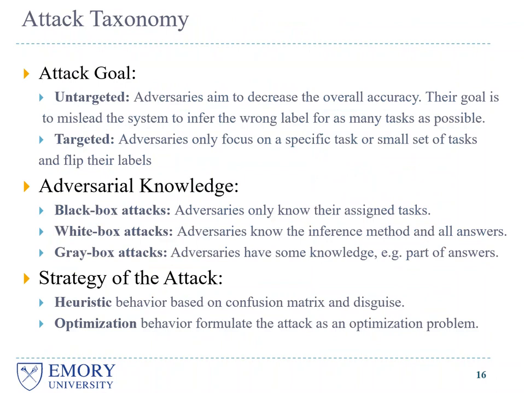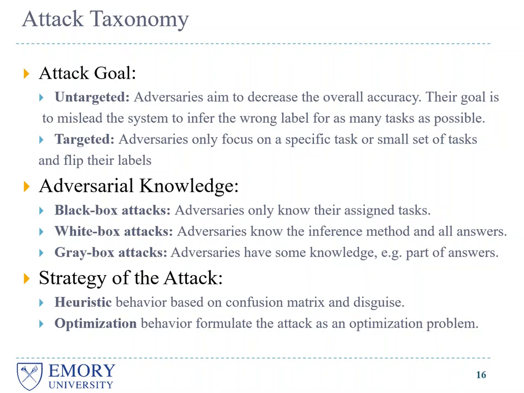Here we are talking about the attack taxonomy. Attacks can be classified based on the goal into untargeted and targeted attacks. In untargeted attacks, adversaries aim to decrease the overall accuracy of the crowdsourcing system, so the system infers the wrong label for as many tasks as possible. In targeted attacks, malicious workers aim to decrease the accuracy of the crowdsourcing system only on a targeted subset of tasks.